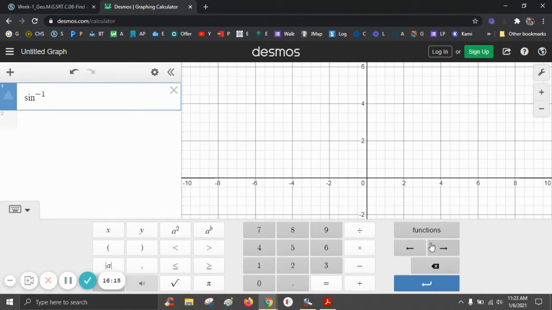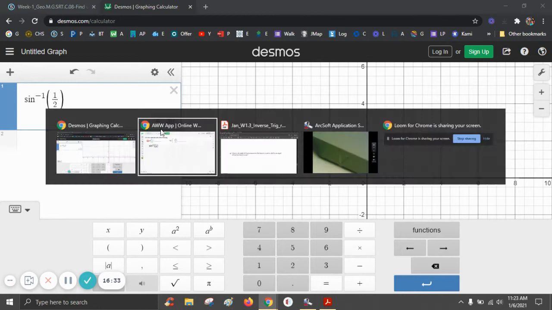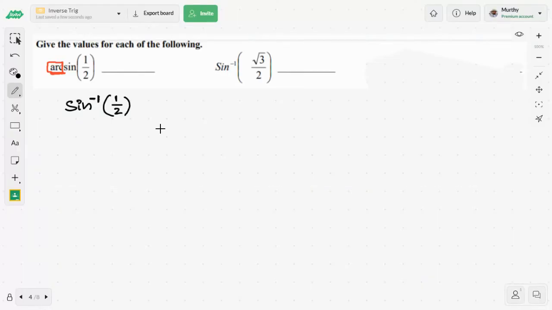When I type it straight away 1/2, it's going in a wrong way. So please use a parenthesis, 1/2 and use the right arrow key. Then close the parenthesis. You see that it is 30 degrees. Already we computed this one earlier. Therefore, it is 30 degrees.